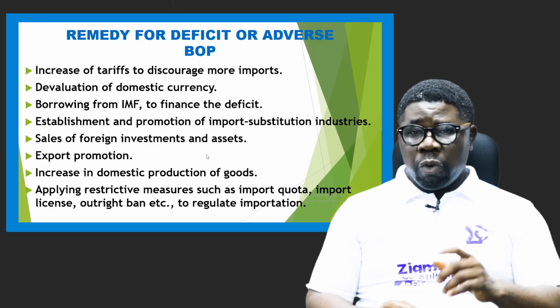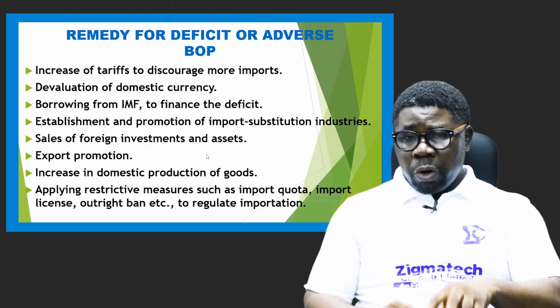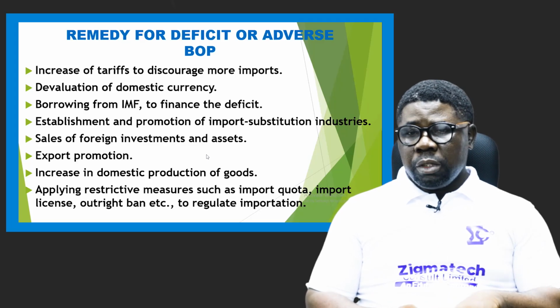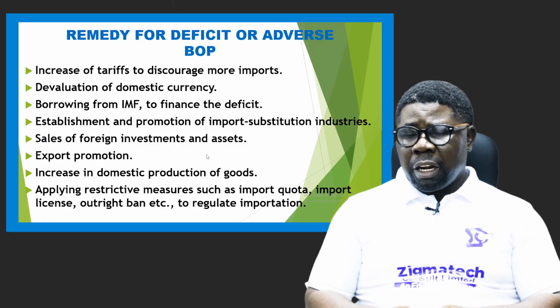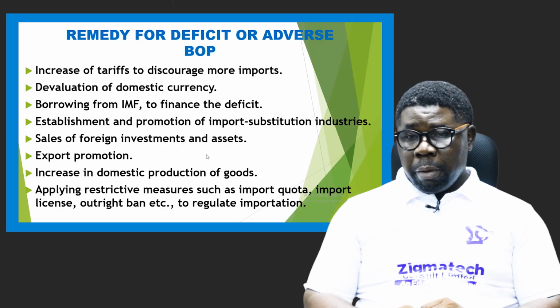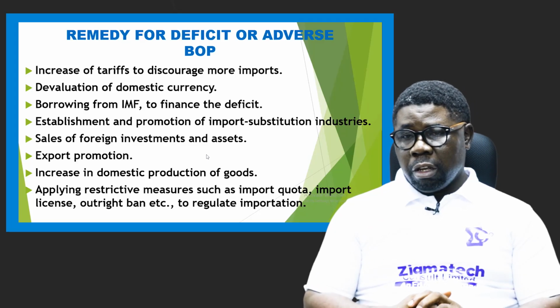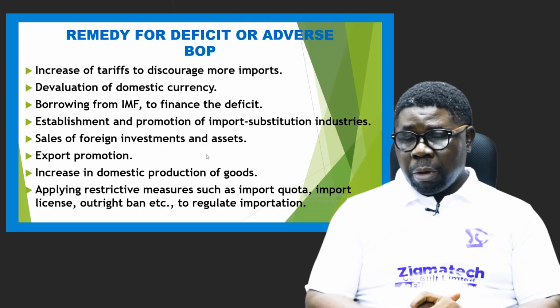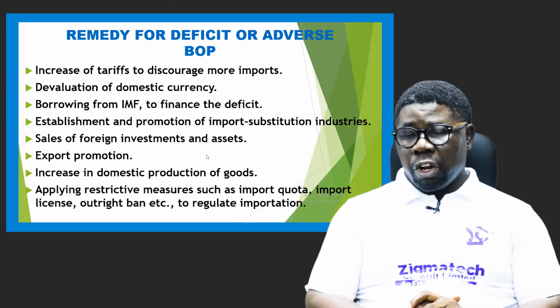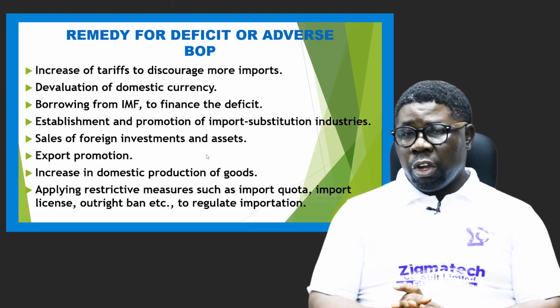When that is done, it's one of the ways to remedy BOP deficit, by ensuring that what is being imported is produced locally. Then again, sales of foreign investment and assets. If you have investments in countries that are taking advantage of you, you may be advised to sell them off so that you can retrieve your money and bring it back home. By so doing, you can count that as export too. So you can increase your earnings from such a country by selling off your assets with them. Yes, of course, that's one of the ways you can remedy BOP.